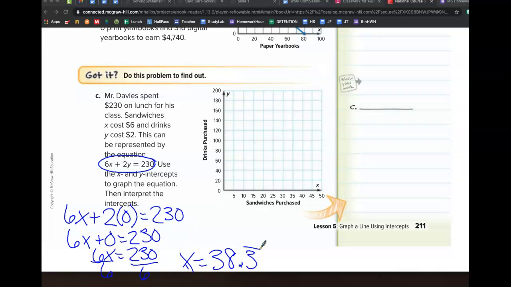So let's go ahead and graph our x-intercept. Since it's our x-intercept, it goes on the x-axis. So it's going to go in between 35 and 40, about there. Okay, and now we need to solve for our y-intercept.